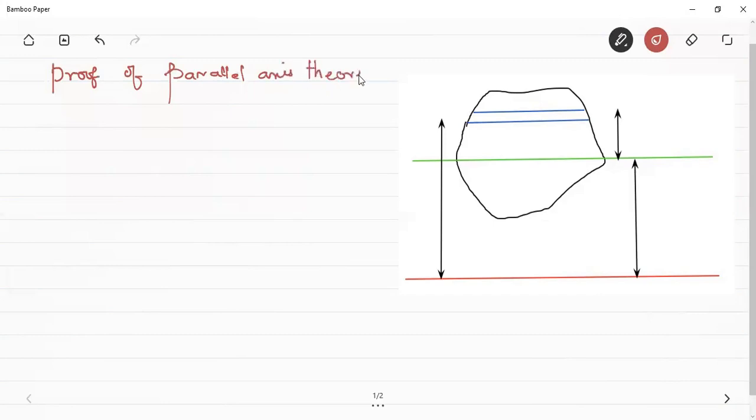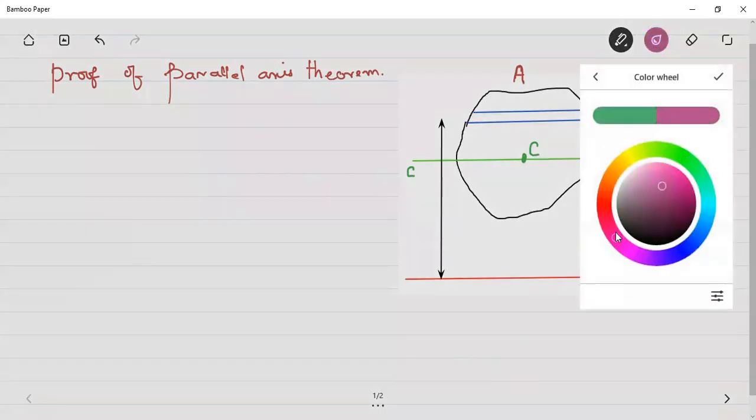For studying this proof of the parallel axis term, I have taken a lamina of an arbitrary shape. You can see that this is a lamina of arbitrary shape whose area is equal to A. Now here I have shown two axes. One axis is shown with the green color. This is the centroidal x-axis. This axis is an x-axis, but it is passing through the centroid of the plane figure. Therefore, the centroid must lie somewhere here, and hence this is the centroidal x-axis.